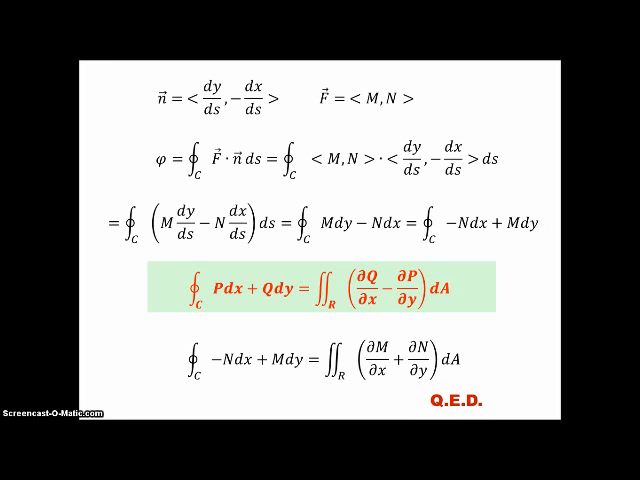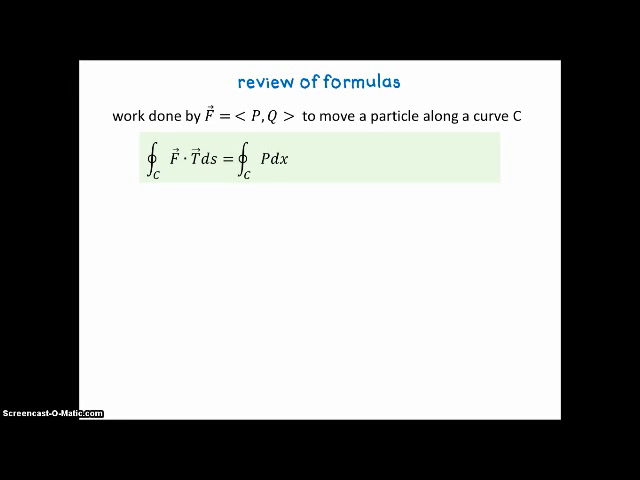Okay, so now we've covered an awful lot of territory and had an awful lot of integrals and formulas, so let's stop for a minute here and review all our formulas. Work done by force P comma Q to move a particle along curve C. That's the line integral f dot t ds, which can be changed to p dx plus q dy. And if it's convenient, you can just use that line integral to compute work, or you can apply Green's theorem and change it into a double integral using some partial derivatives. So whichever works better for any particular problem.